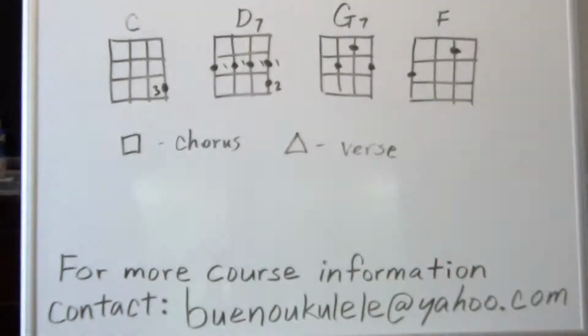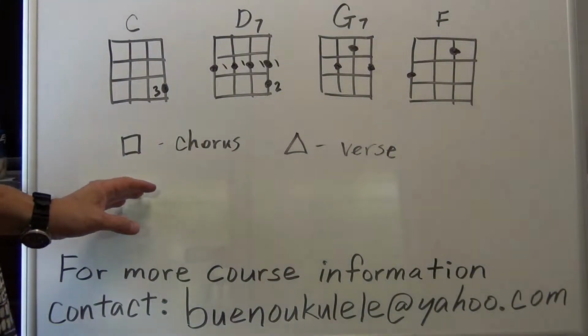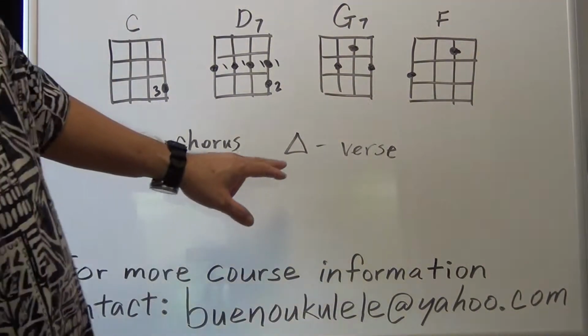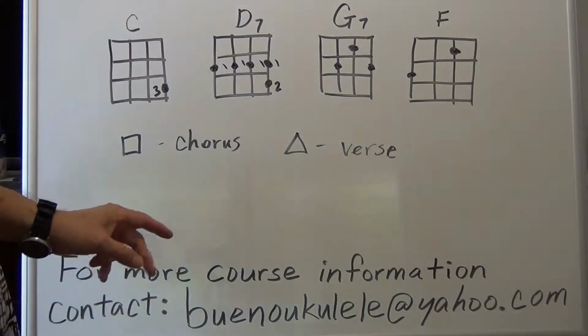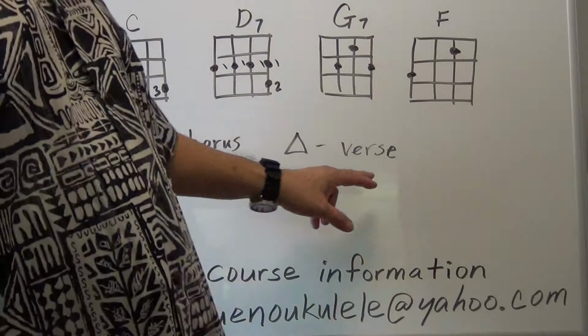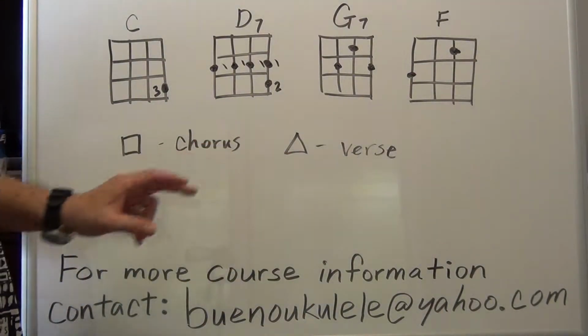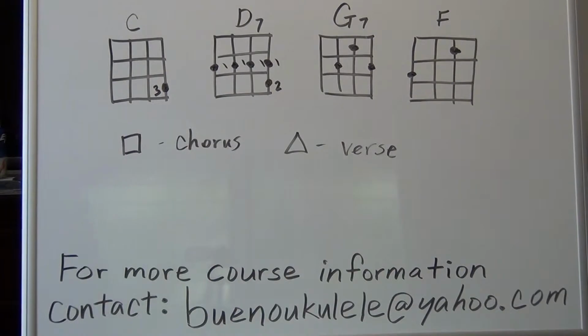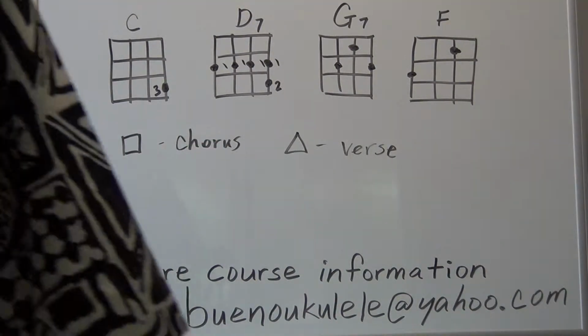Now also, I need you to mark the song with a square for chorus and a triangle for verse. Now you need not put chorus or verse, but put the symbol to signify that chorus. Eventually, you'll probably come up with your own symbols that let you know what verses and choruses are. So this is starting to get you introduced to labeling the sections of your music, so that you can keep track of them and recognize what sections are what.